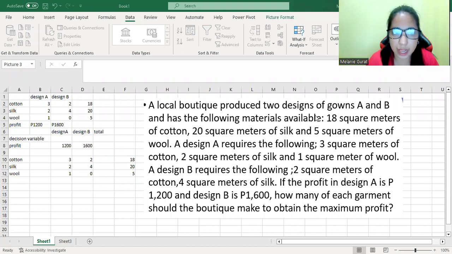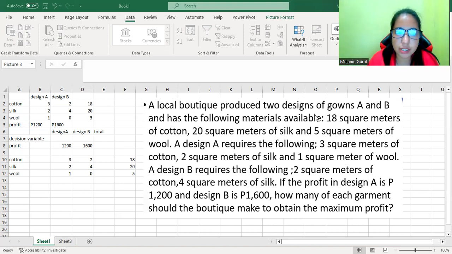Our purpose for today is to use Microsoft Excel Solver to generate a sensitivity analysis. So we have here the same problem that we used in solving linear programming problems using Microsoft Excel. Just to recall the problem, let us read this again and generate the result together. This time, we will also be generating a sensitivity analysis.